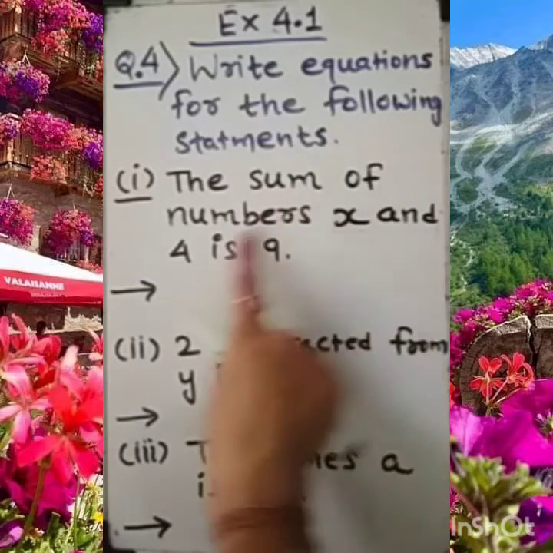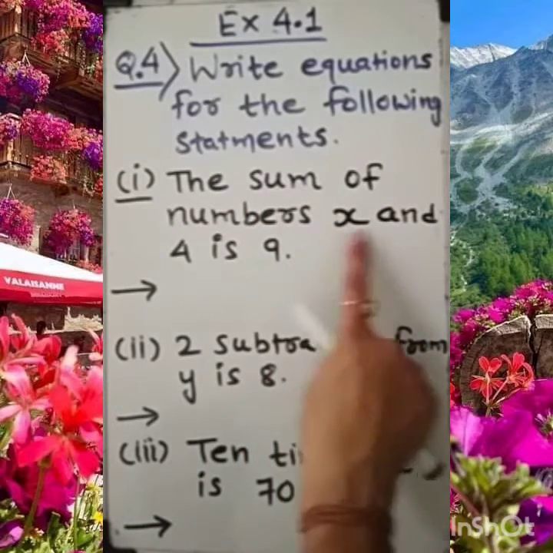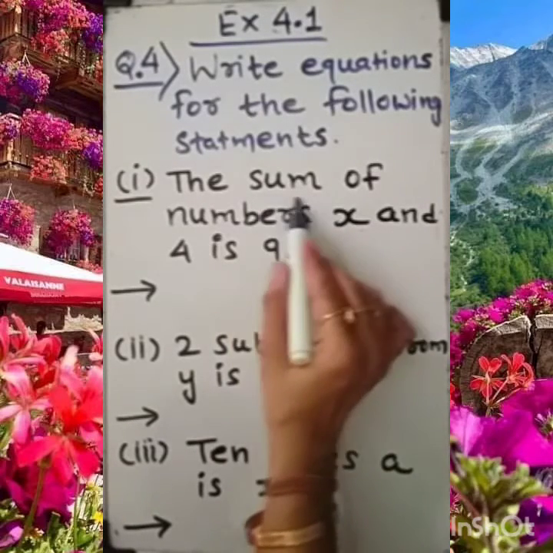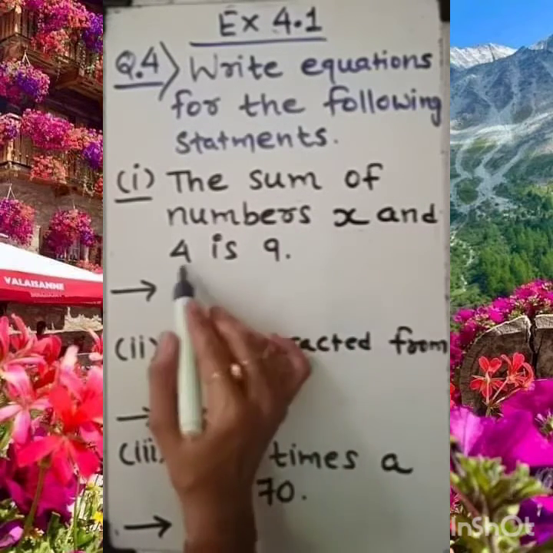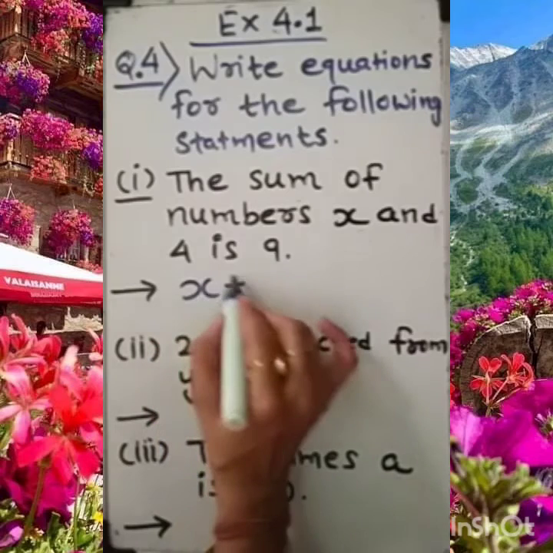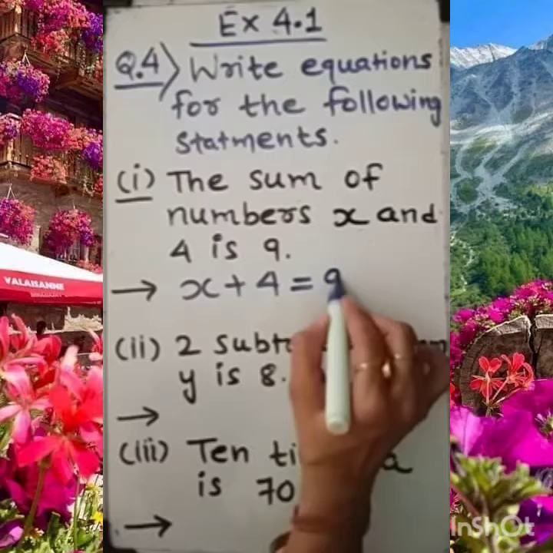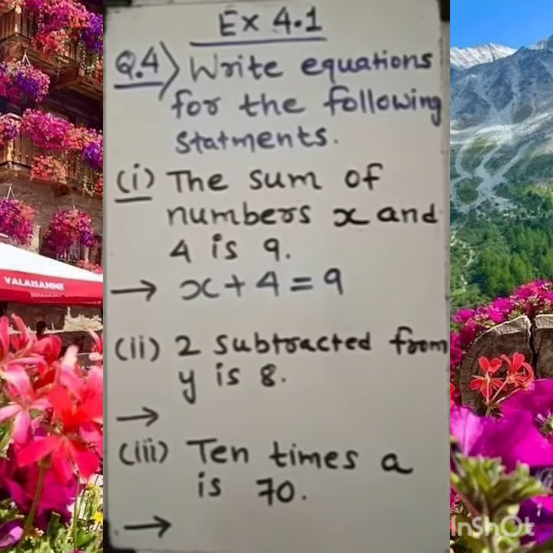The sum of numbers x and 4. You know very well sum means plus. So x and 4, it's a sum, that is equal to 9. So the first equation will become x plus 4 equal to 9.